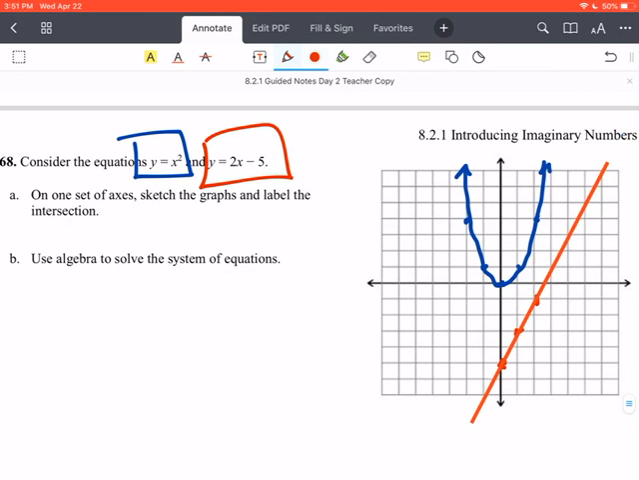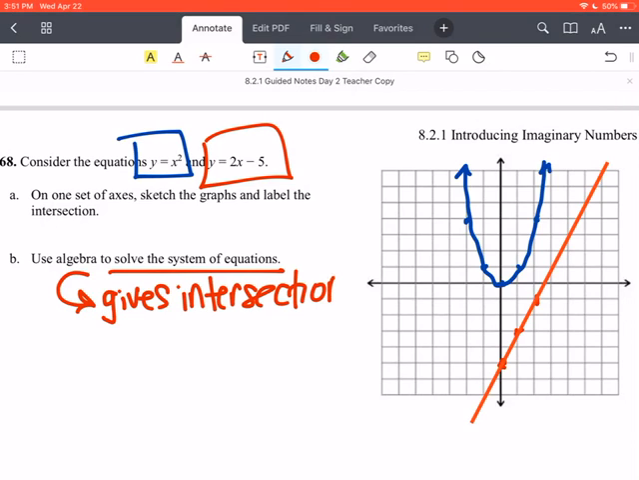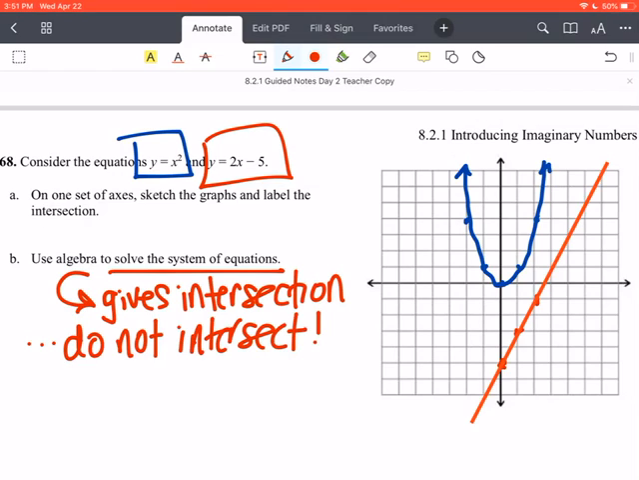Okay. So, we want to go ahead and solve the system of equations. But what does the solution to a system of equations give? It gives the intersection point. Well, what do you notice about these two functions? They do not intersect. So, normally, we would have gotten no solution. But now I'm guessing that the solution is going to be what? It's going to be complex. It's going to be imaginary.